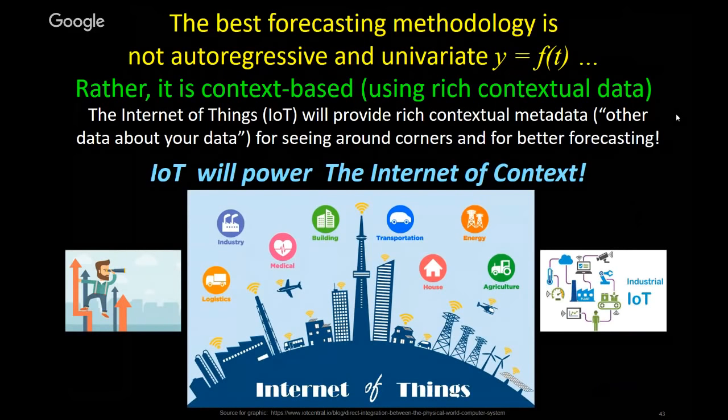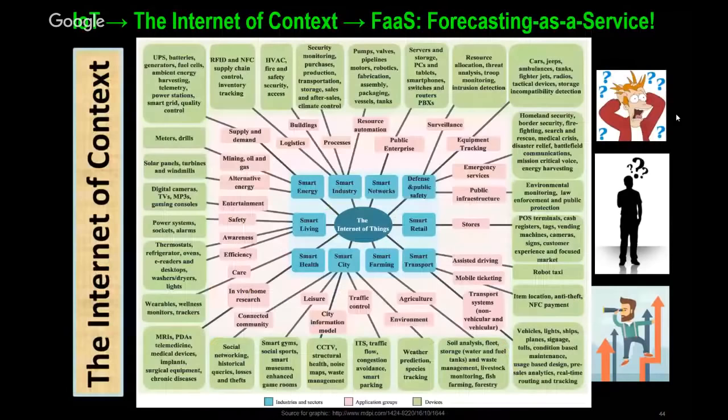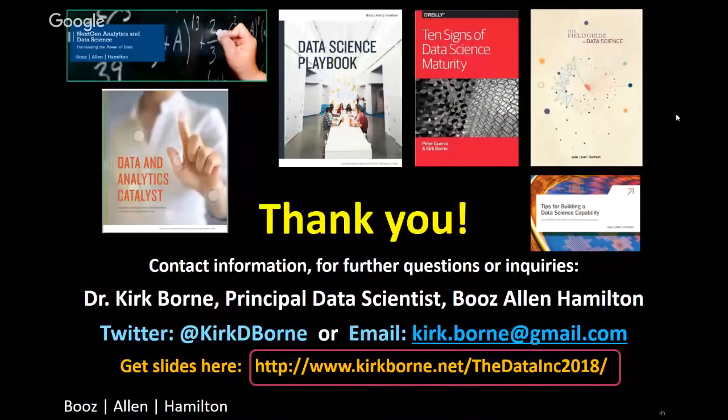So it's moving far beyond autoregressive and univariate forecasting to this rich contextual forecasting. So sometimes you might want to call this even forecasting as a service, as all these different sensors give us information about what's coming around the corner. And that really truly is my last slide. And there's the link where people can get the slides, and I'm ready for questions.